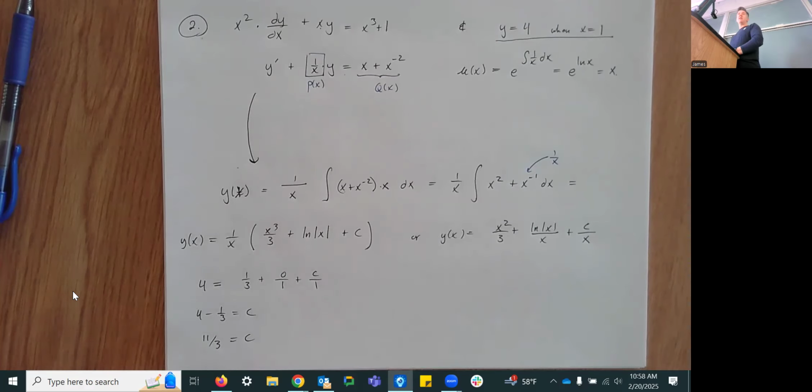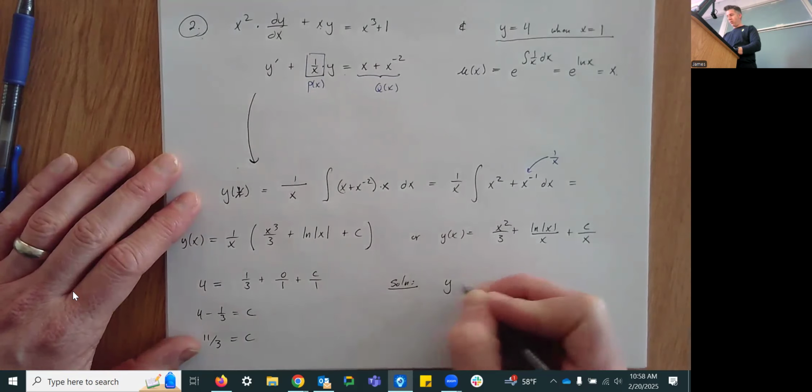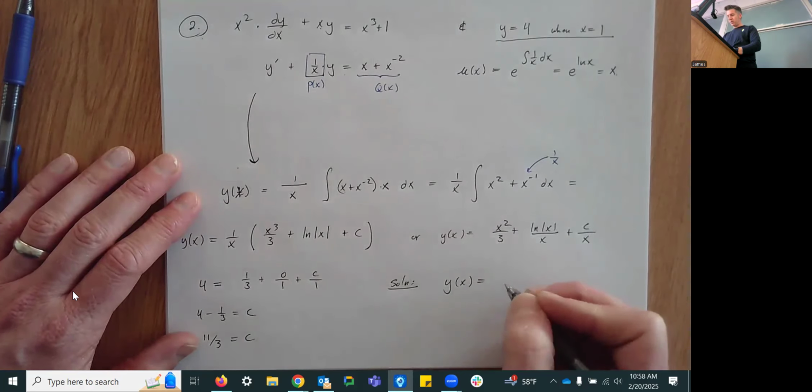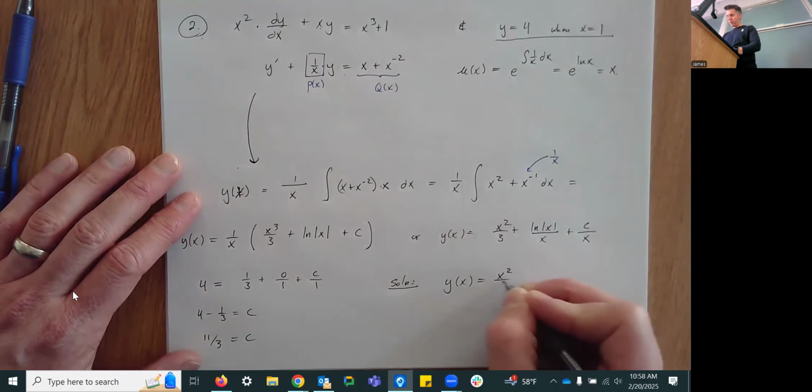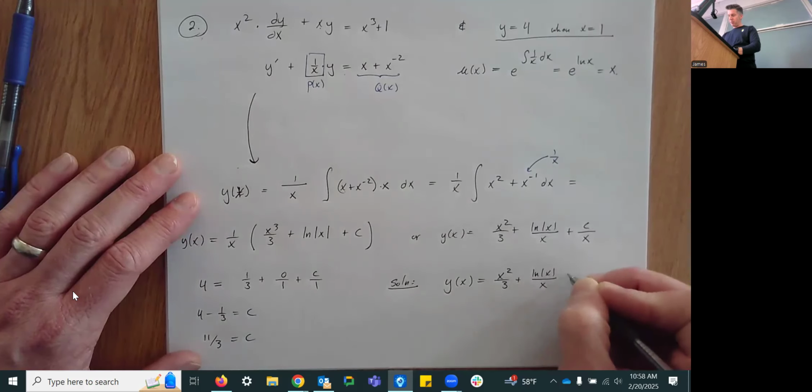If you get to this stage, you're not done. Technically, you found all the things you need to find, but you really, really, really need to write your final answer as the function. So our solution here is that y, or y of x, is equal to x squared over 3 plus the natural log of the absolute value of x divided by x plus 11/3 divided by x.